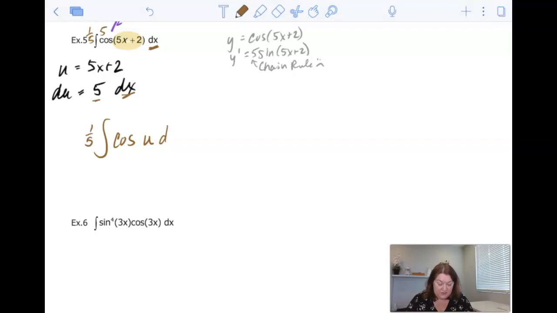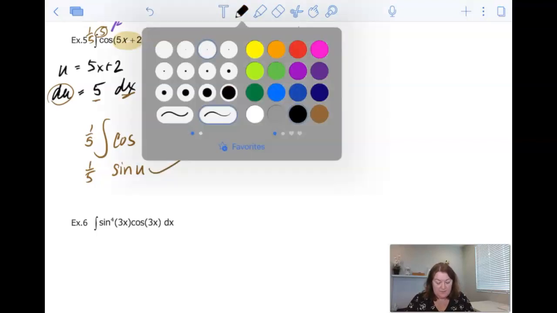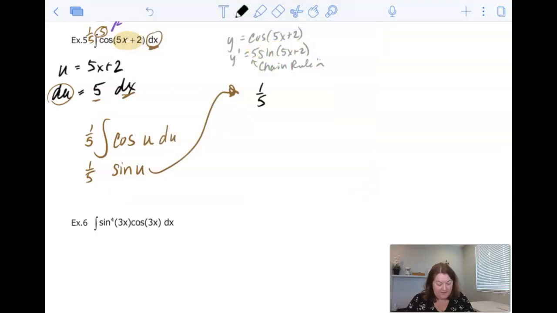And now I can switch it to a du problem instead. So I substituted out the 5 and the dx as du, so that I can integrate. That's not so bad. That's just going to be sine of u. Okay, so now we just have to go backwards. We need to bring it back into x's. So bringing it back into x's, we're going to have 1/5 sine of 5x plus 2, and then add in the plus c.